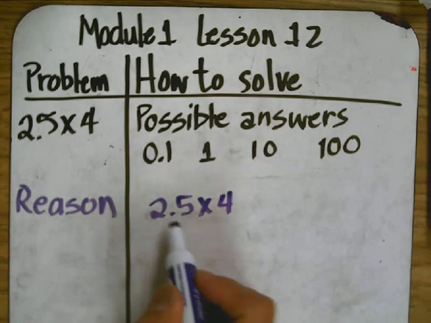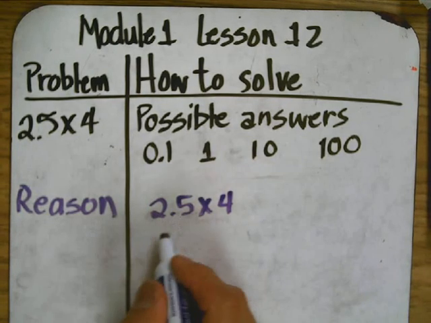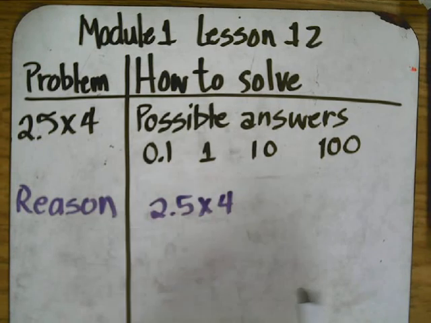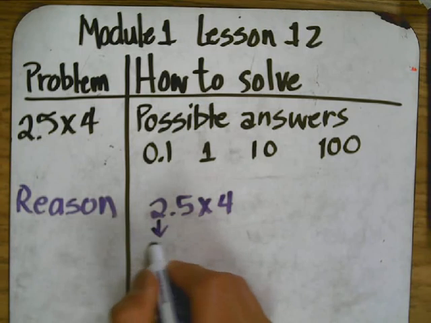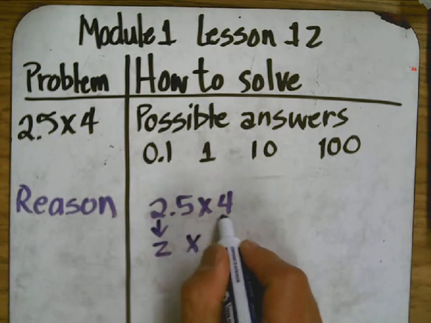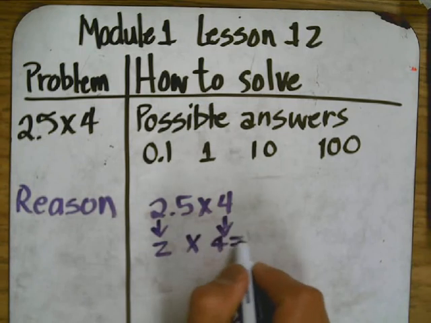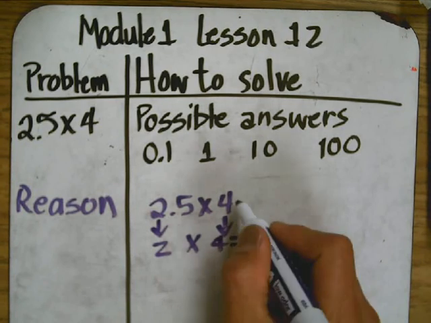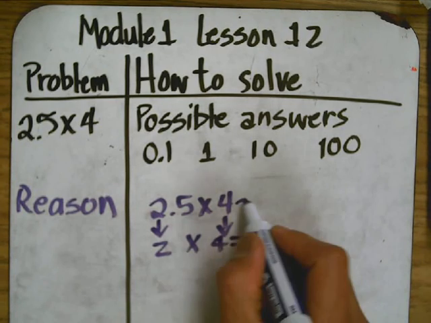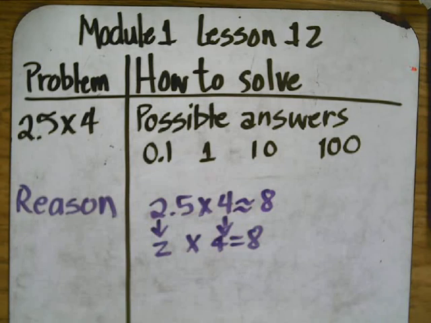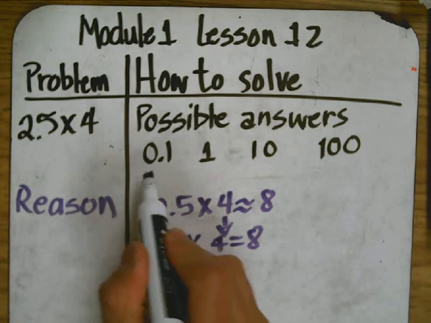If I round this, it can be rounded to a 3 or a 2. But to make it easier, I'll just choose the whole number of each factor and then find the answer. So the answer of this problem is about 8 when you multiply them.